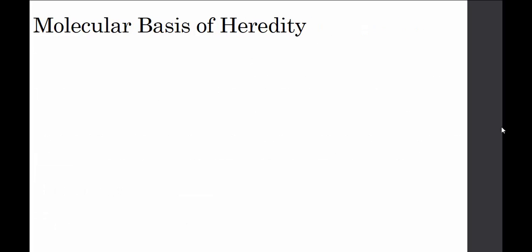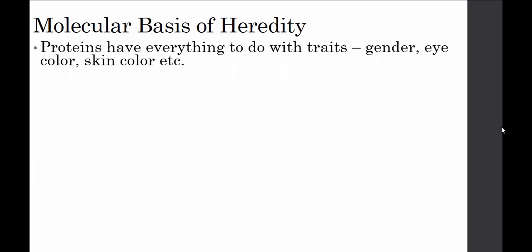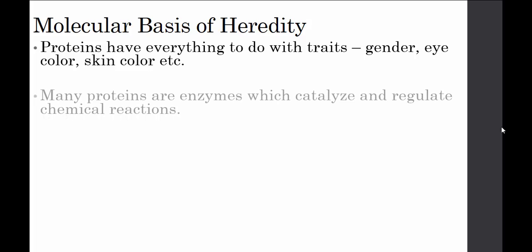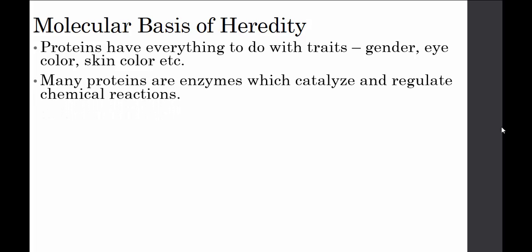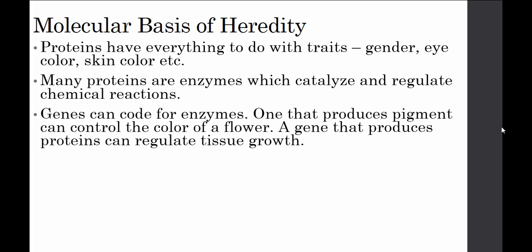So the molecular basis of heredity. Now proteins have everything to do with traits. Your gender, your eye color, your skin color. Any trait that you have, it's because of the protein. Now, many proteins are enzymes which catalyze and regulate chemical reactions. Genes can code for enzymes.